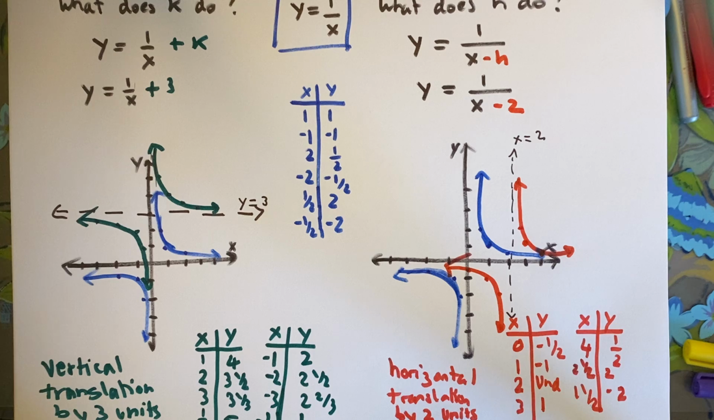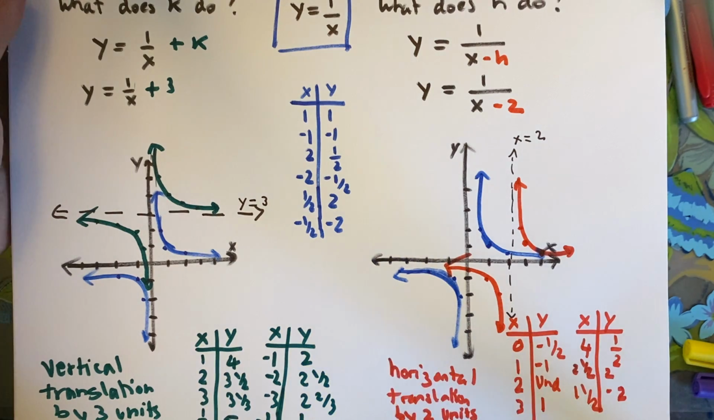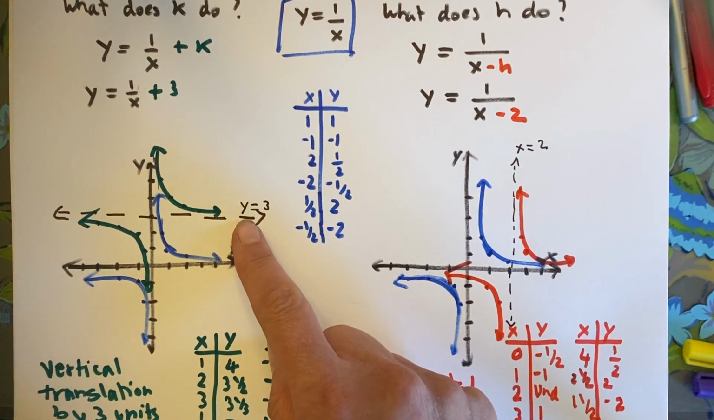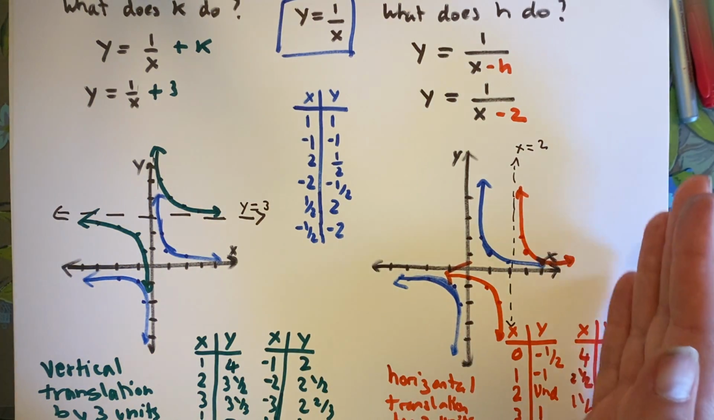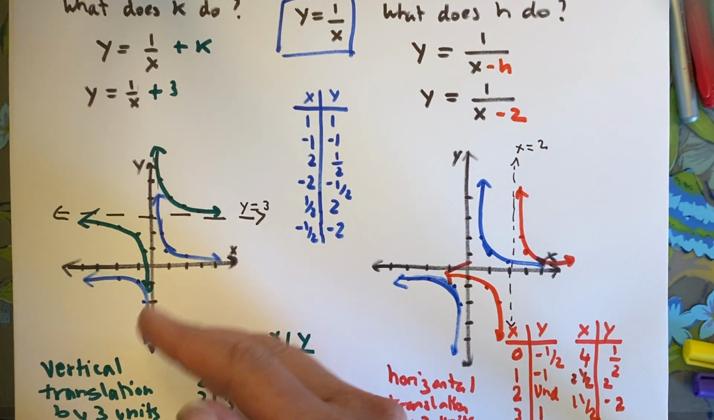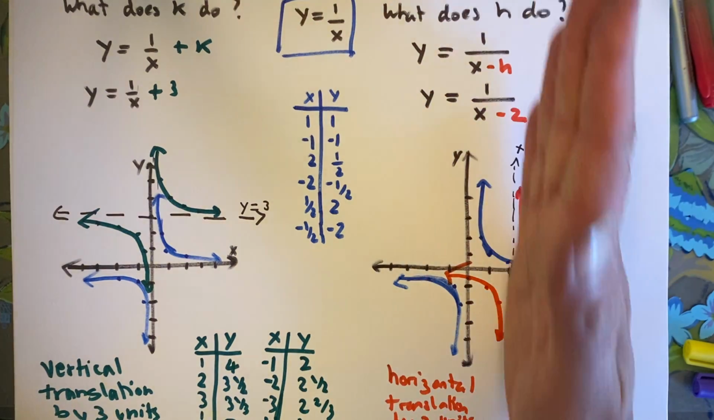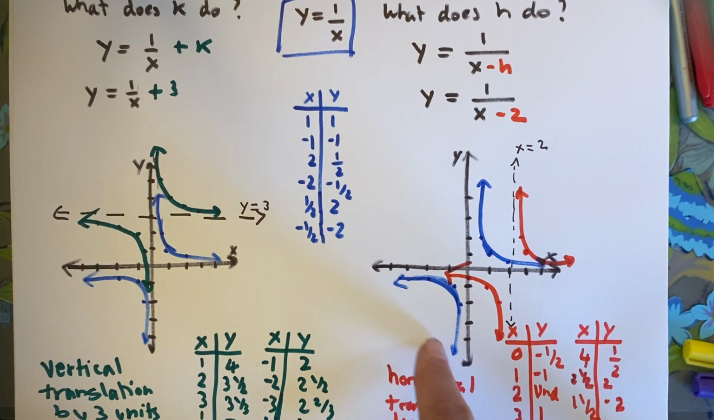Okay, so we have now really looked at everything. We've looked at what A does: it does a stretch or a shrink or a reflection. And then we've looked at what K does: it does a vertical translation. And we looked at what H does, a horizontal translation. We've also looked at the fact that when you do a vertical translation or a horizontal translation, you change the asymptotes, the values that this hyperbola is not allowed to be.